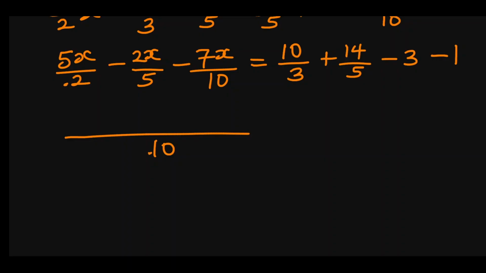10 divided by 2 is 5. 5 times 5x is 25x. Minus 10 divided by 5 is 2. 2 times 2x is 4x. Minus 10 divided by 10 is 1. 1 times 7x is 7x.